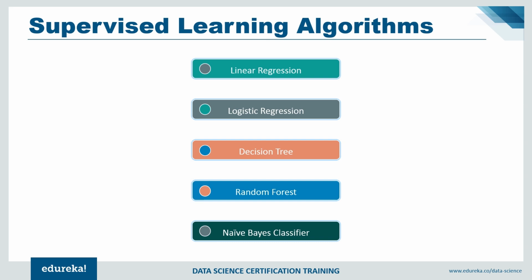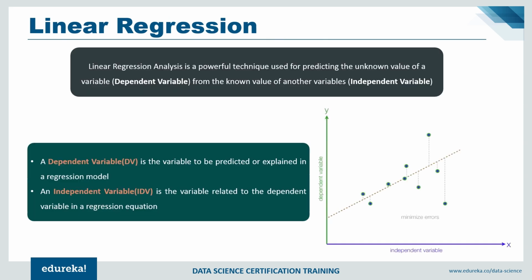We'll get more into the details of all of these algorithms one by one. So let's get started with linear regression. First of all, let's understand what exactly linear regression is. Linear regression analysis is a powerful technique used for predicting the unknown value of a variable, which is the dependent variable, from the known value of another variable, which is the independent variable. A dependent variable is the variable to be predicted or explained in a regression model, whereas an independent variable is a variable related to the dependent variable in a regression equation.